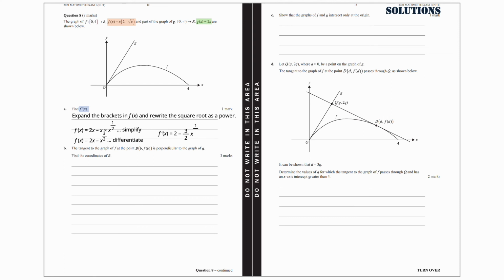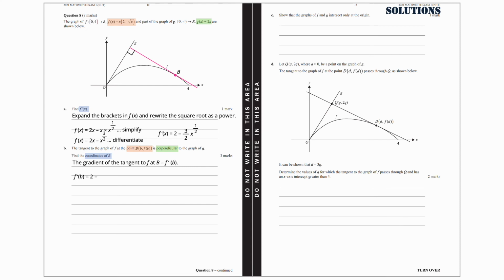Part B. The tangent to the graph of f at the point B with coordinates b and f of b is perpendicular to the graph of g. Find the coordinates of b. Let's draw this tangent perpendicular to g, and here is point B on the graph of f. The gradient of the tangent to f at b equals f dash of b.